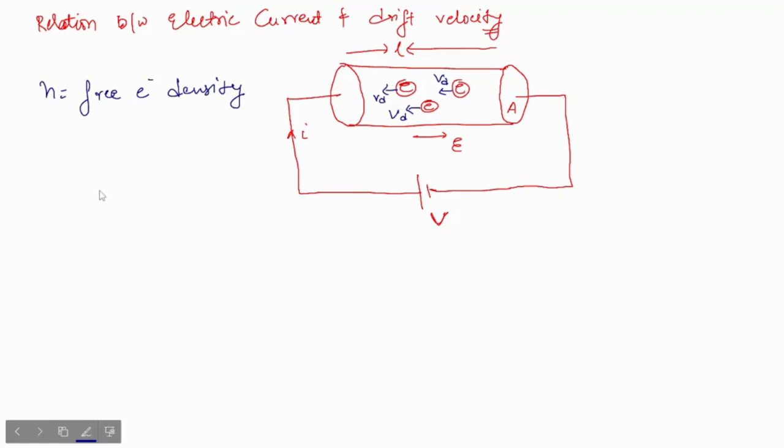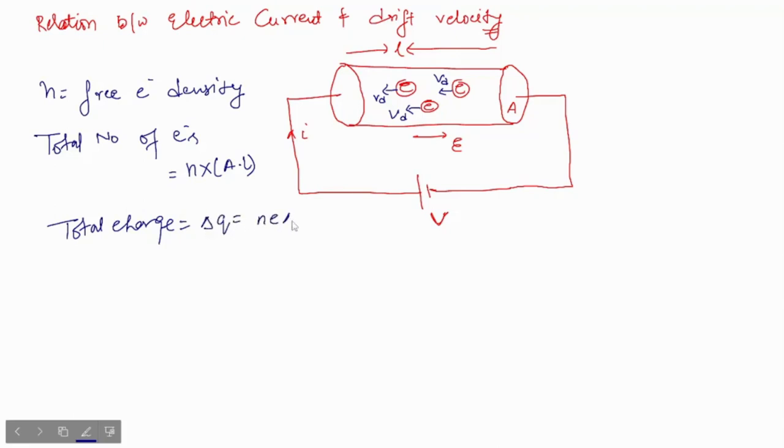Now the total number of electrons will be n into volume. Volume is what? A into L, right? So the total charge on these electrons, just multiply it by e. Total charge delta Q is what? Since the charge on one electron is e, the total charge will be n into A into L into e.